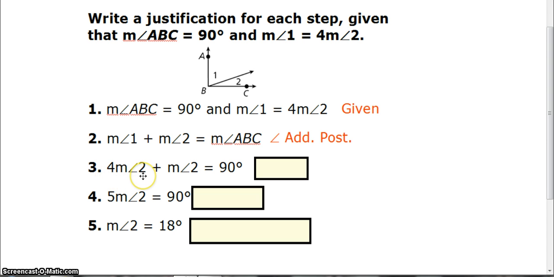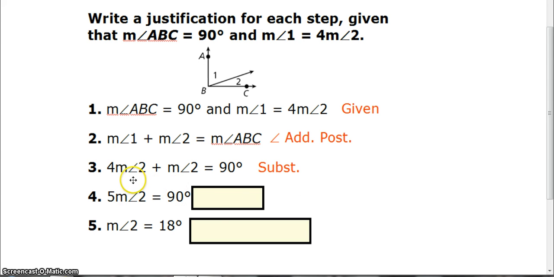4 times the measure of angle 2 plus the measure of angle 2 equals 90 degrees. Well, in this first step we see that angle 1 equals 4 times the measure of angle 2, right? So we're taking information given and plugging it in. So we call that substitution. Substitution property of equality. If you wrote that whole thing out, great.